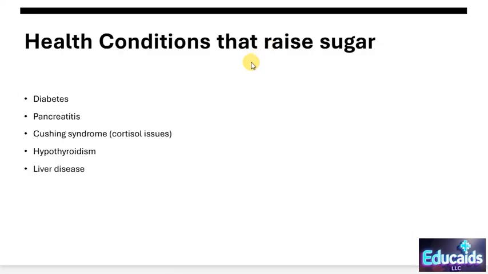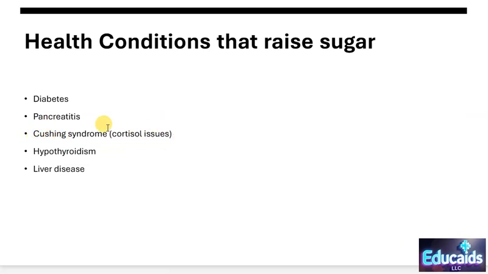So health conditions that can raise your blood sugar. First and foremost, we know it's diabetes, but also pancreatitis can do that. And if you think about it, students, your pancreas releases insulin. So if your pancreas is sick, either with cancer or inflammation or something like that, it's also going to affect the amount of insulin that you can excrete.